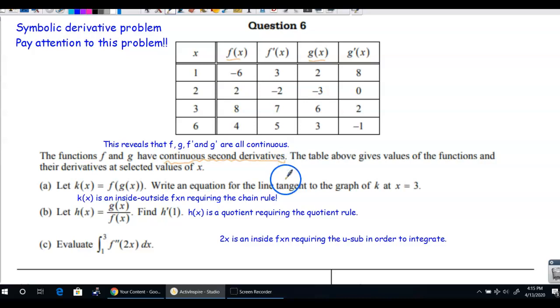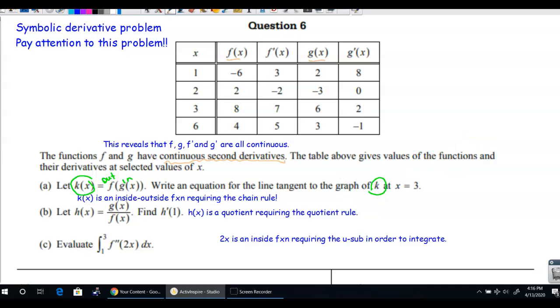Yes, that tells me that f prime is differentiable and the original and the first derivatives are also continuous. So they start in letter A by referencing a brand new function whose name is k of x. K of x is an inside-outside function, has a composition. G is the inside and f is the outside. And they want us to write the equation of a line tangent to k at x equal to 3.